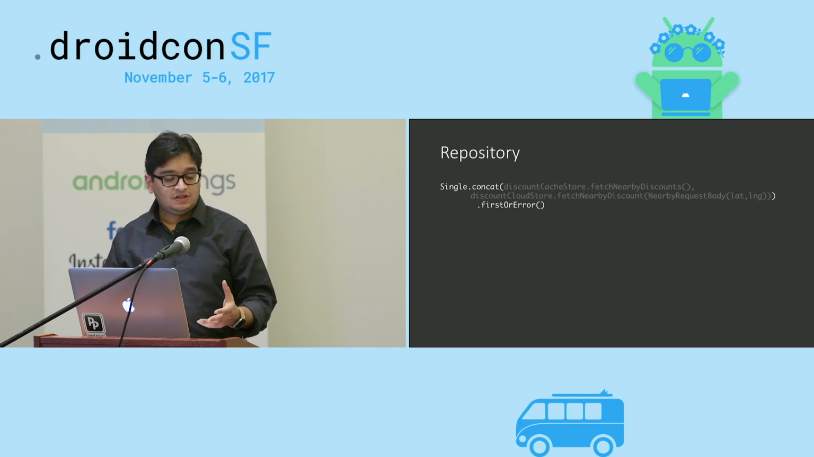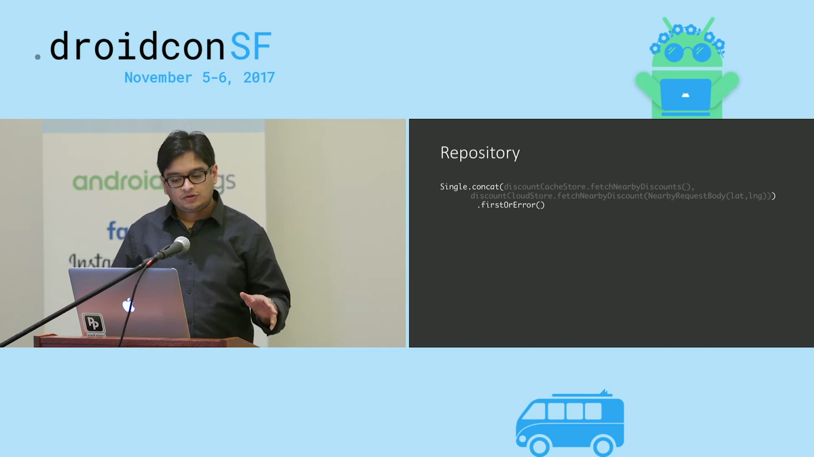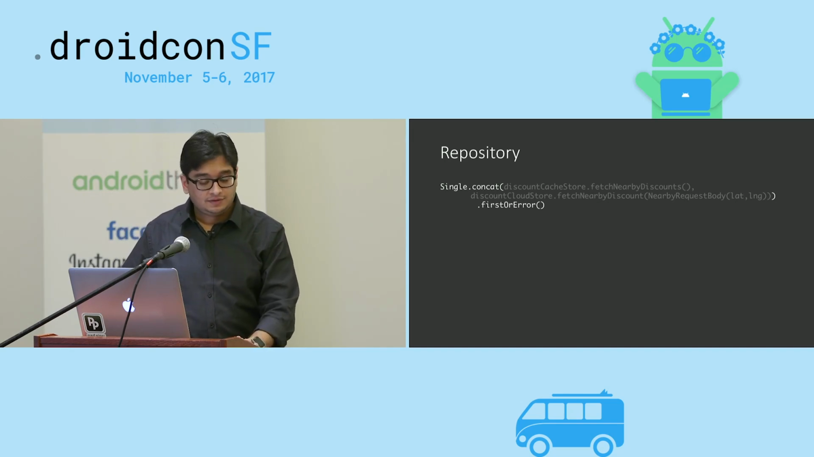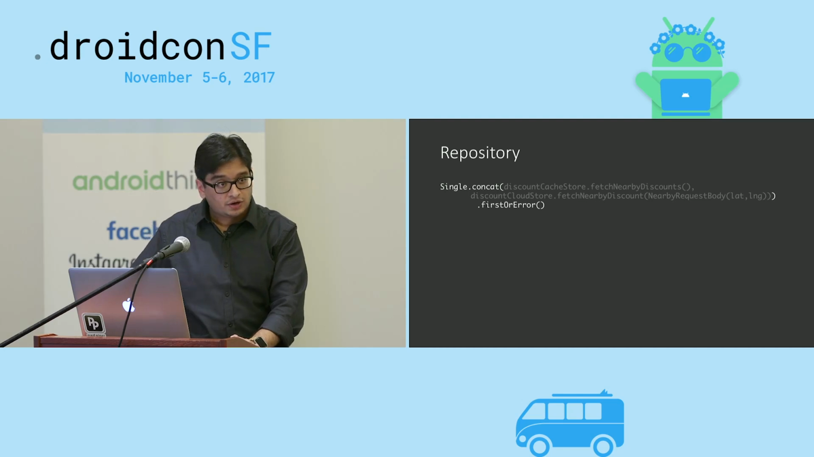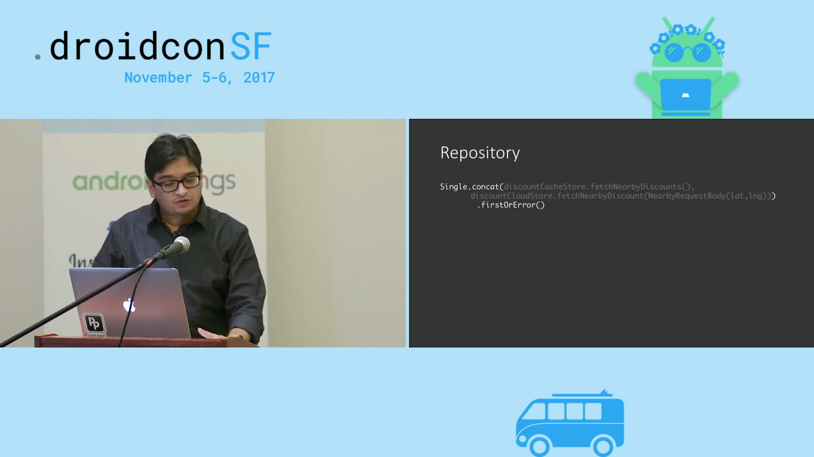This is so easy now, right? Like one operator and that's it. It goes to the cache store. If it finds the data, fair enough. It's not going to subscribe to the cloud store. If it doesn't find the cache store data, it's going to make the cloud store request and get the data. Just 2 lines.